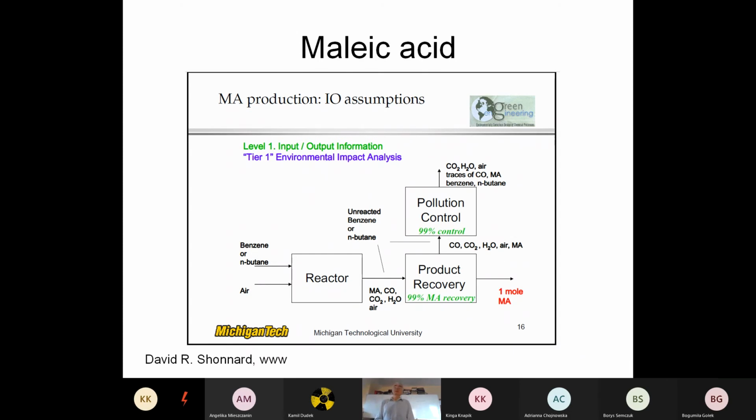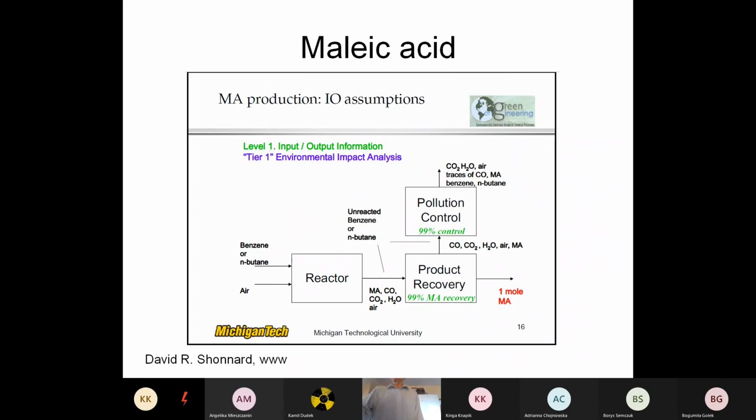Then environmental impact analysis. What we should also take into account while designing that process is that for 1 mole of maleic acid, about 99% of maleic acid is recovered from the reaction. And what I understand from here is this does not depend upon the process, so benzene or N-butane can be used, and regardless of what we are using, the results are basically similar.